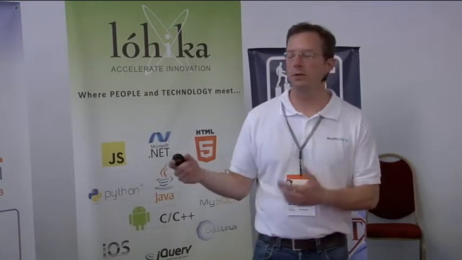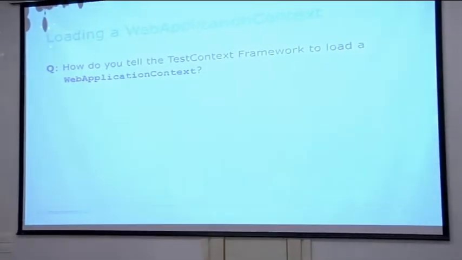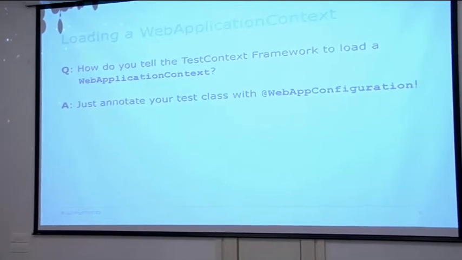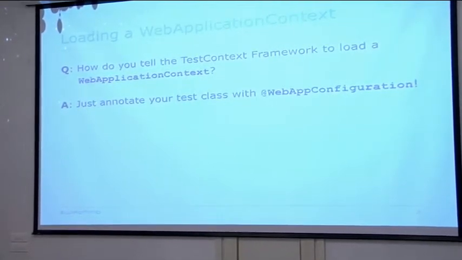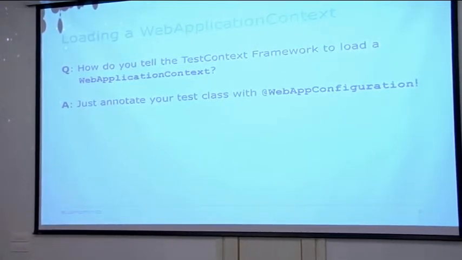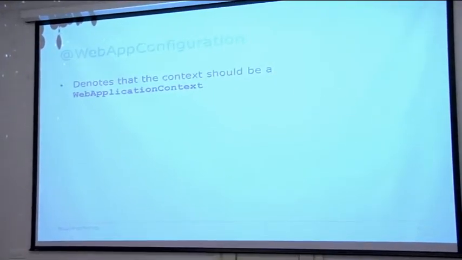One of the key things we do is support for testing web applications. To test a web application with Spring MVC, you probably want some way to load your web application context within your integration tests. So how can you tell the Spring Test Context Framework to load a web application context as opposed to a standard application context? The answer is quite simple. Just annotate your class with this new annotation called @WebAppConfiguration. That's the simple answer, but a bit more detail about that.